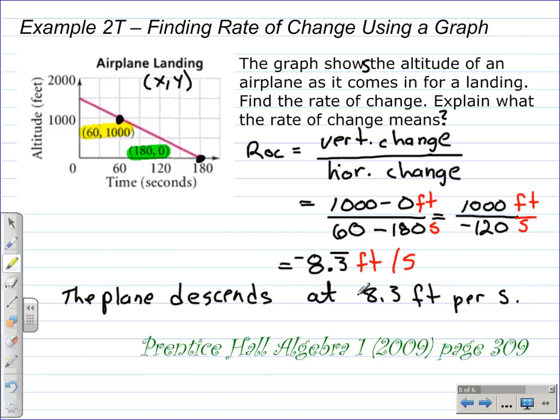Now notice I didn't write this negative in here. It's because I used this word descends. If I'm expressing it just as a number or numerically, I would express it as a negative to indicate that it's descending. But as I write it out in a sentence, if I use the word descends, I don't use the negative there. So what this means is that the plane is coming down at a rate of 8.3 feet per second.